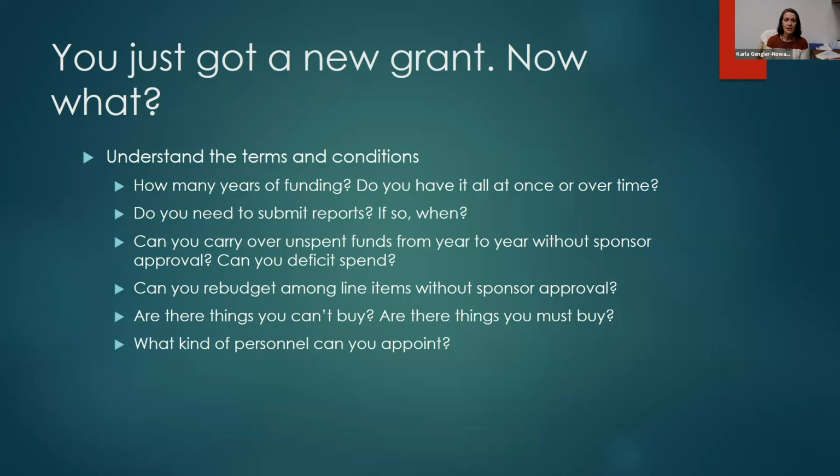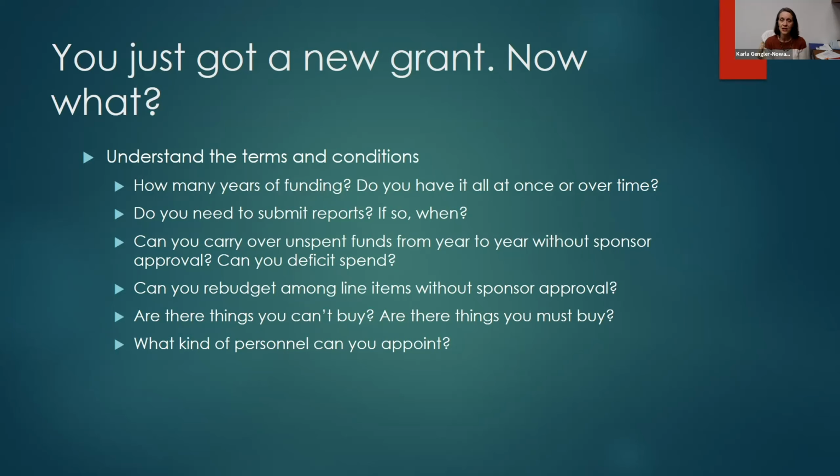Okay. Another question that is sort of related is rebudgeting among line items without sponsor prior approval. Sometimes if you've got an R01 that is a modular budget, this is kind of not applicable because you're not rebudgeting much of anything. But if you've got, say, American Heart Association or some other foundation, they probably do have rebudgeting restrictions.